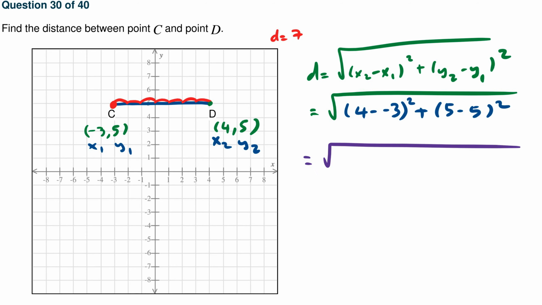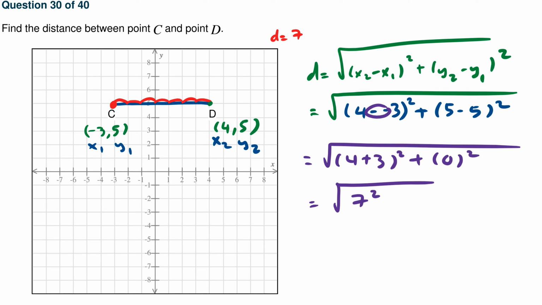So that will give us, the negative turns into positive, 4 plus 3 squared plus 5 minus 5 is 0 squared. So that will be what? 7 squared. 7 squared is 49, and the square root of 49 goes back to 7. So the distance is equal to 7. Either way, you can count the boxes or you can use the distance formula.